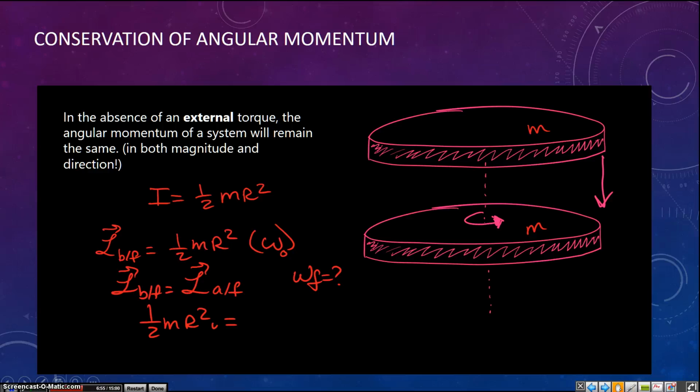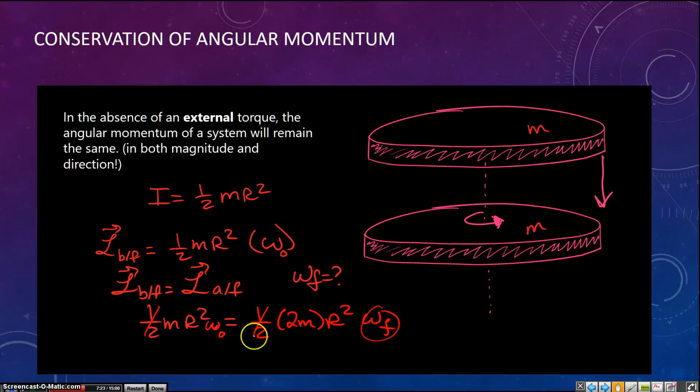Okay, so there's an omega here. This is the omega naught, and then that has to equal the momentum after. Well, after it'll still be 1/2 m r squared for the moment of inertia, but now I have 2m. I have twice the mass of the disk. They both have the same radius, so my r squared is going to be the same. And this will be omega final. Maybe we want to solve for this.